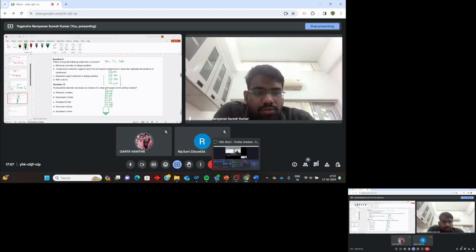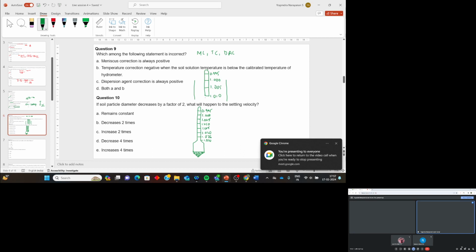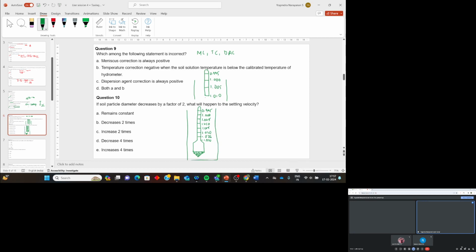Okay, sir. Now, what you will be doing is, you will be preparing a slurry of soil, and after thorough mixing, you will place the hydrometer in this soil. And as the particles settle, there will be soil particles everywhere in the solution. As the particles settle, the hydrometer will move down. At regular intervals, you can take the readings of the hydrometer, and the calculation part is not necessary now. In the next week's lecture, it will be explained clearly.